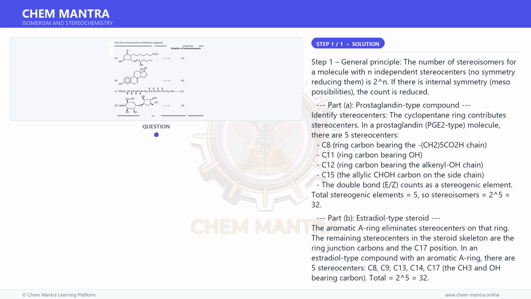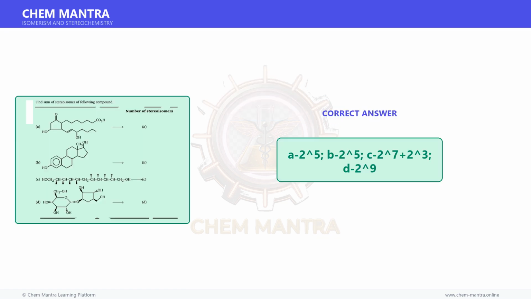Sum check. The question asks for the number of stereoisomers of each compound separately, with answers A is equal to 2 to the 5, B is equal to 2 to the 5, C is equal to 2 to the 7 plus 2 to the 3, D is equal to 2 to the 9. Therefore, the correct answer is A 2 to the 5, B 2 to the 5, C 2 to the 7 plus 2 to the 3, D 2 to the 9. The correct answer is shown on screen.